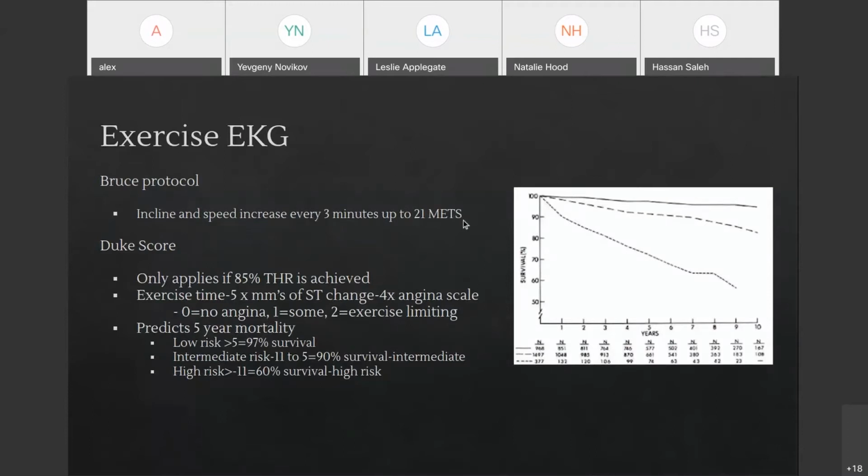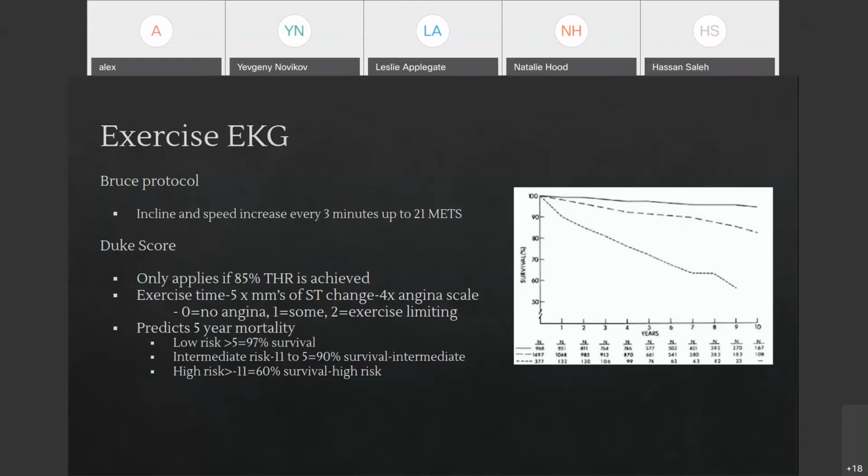And we follow their heart rate, and it is considered a diagnostic study if they hit 85% of their, that says target heart rate, that's a mistake. It's 85% of their theoretical maximum heart rate, so 220 minus their age. We interpret for ST changes. If they have ST depression, that's considered positive.